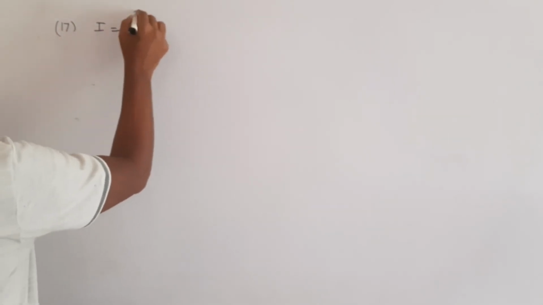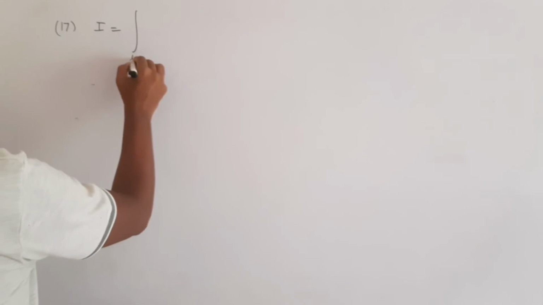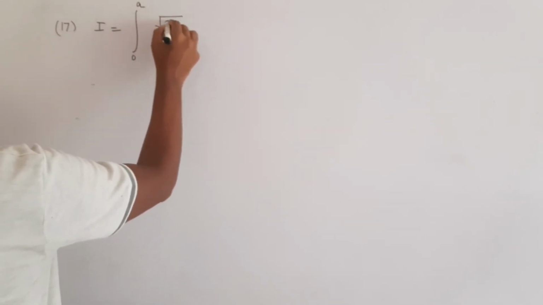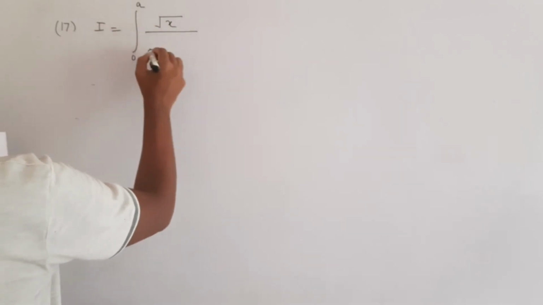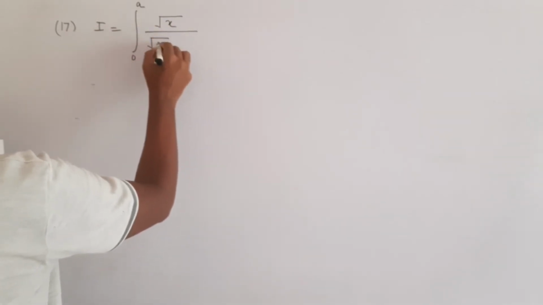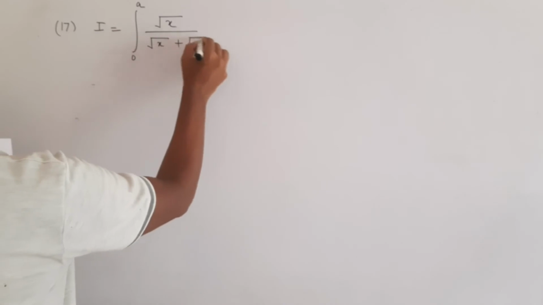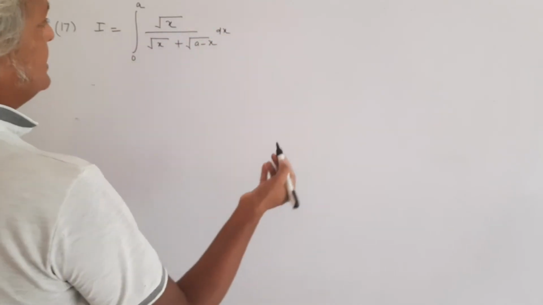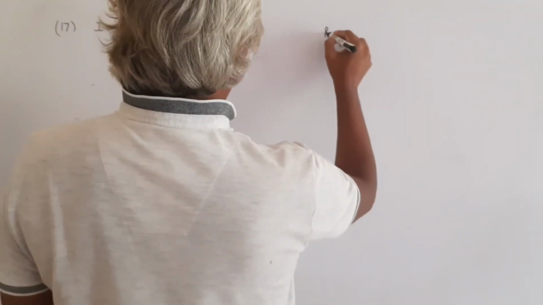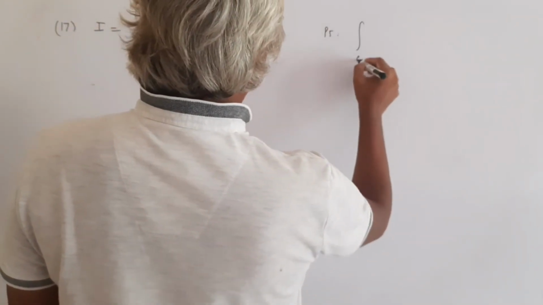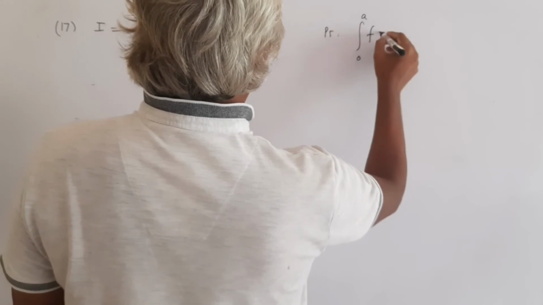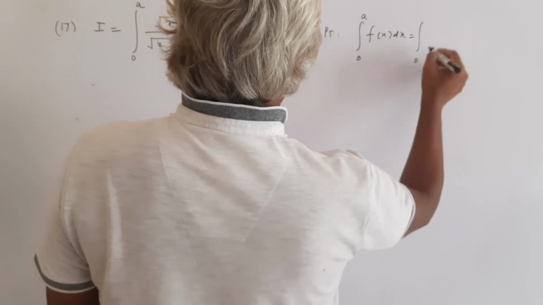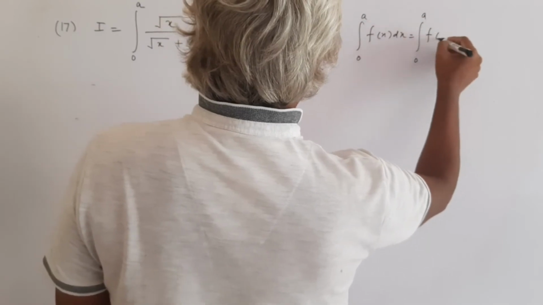Now question number 17. Find the integral of 0 to a root x plus root a minus x dx. Now this is property 5, that integral 0 to a f(x) dx is 0 to a f(a minus x) dx.